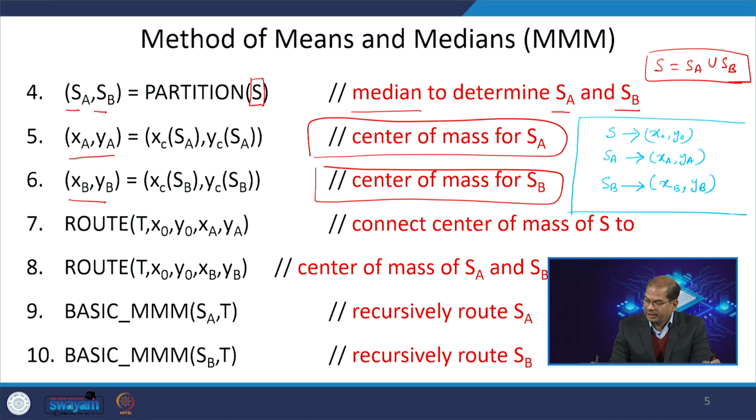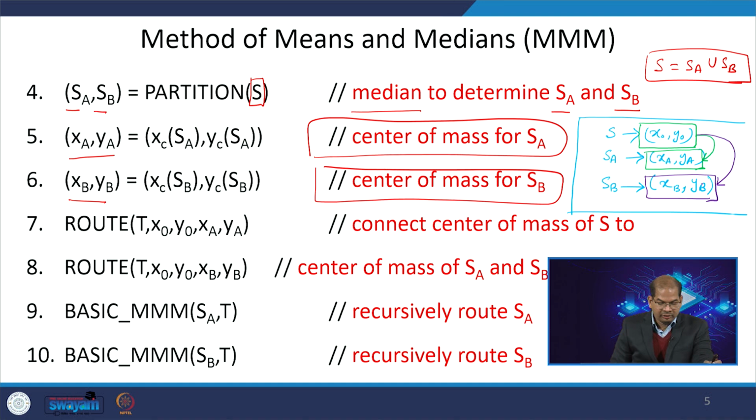So, now I have three centers of mass, then I will connect them. How should I connect? I will connect the center of mass x 0 y 0 with x A y A using a metal segment. Then I will repeat for set B.